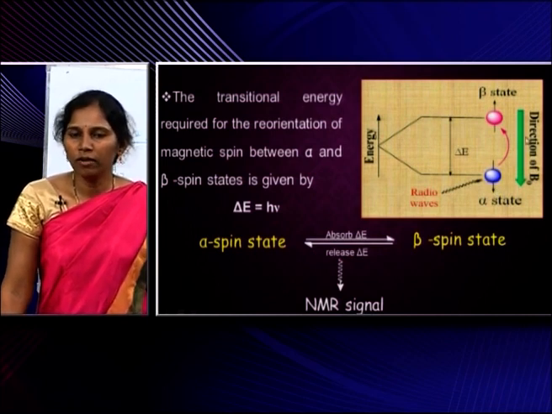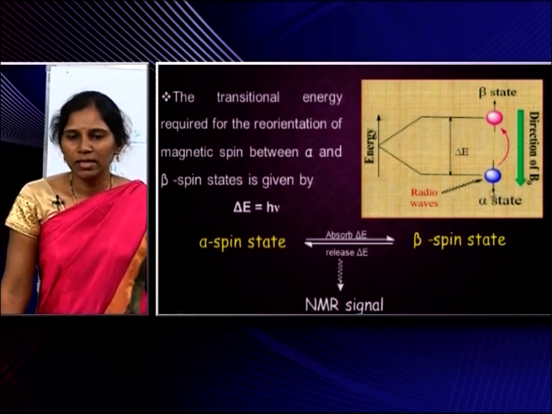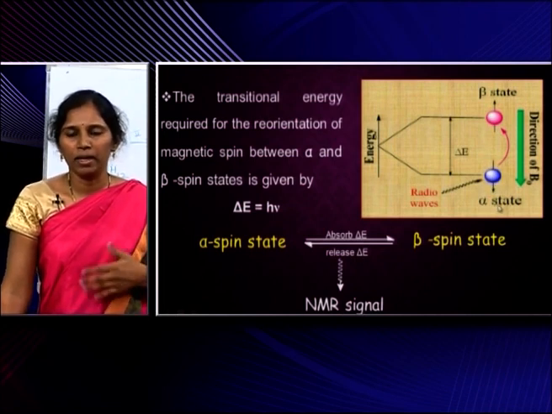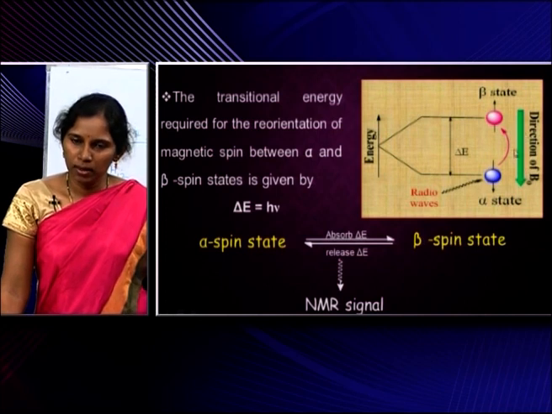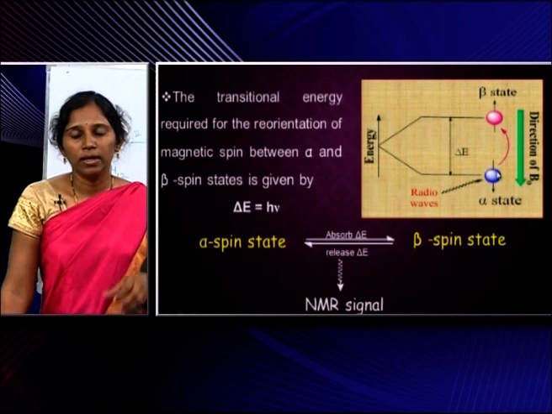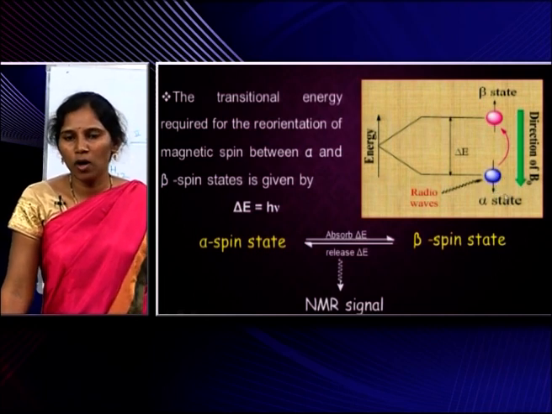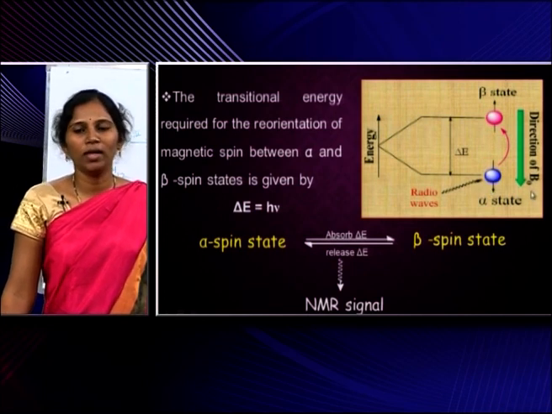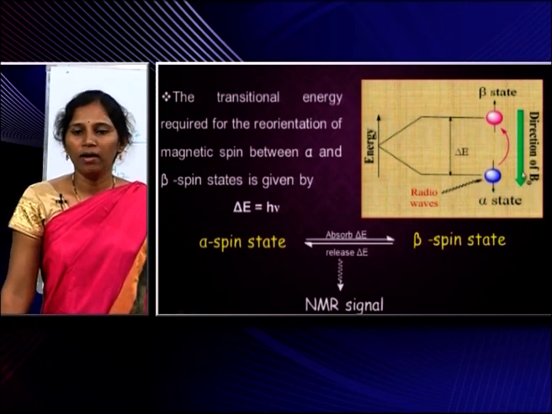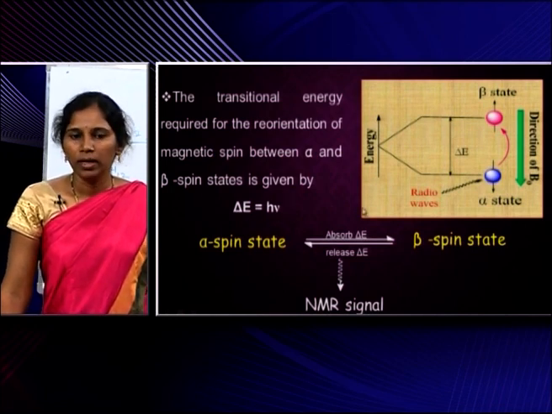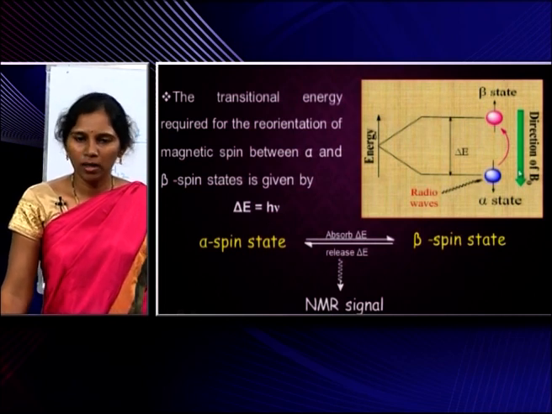strength of the magnetic field is low, its precessional frequency is also low, that is, it precesses with low speed. And if the strength of the magnetic field is high, its precessional speed, that is the precessional frequency, is also high. Remember that the precessional frequency depends upon the strength of the external magnetic field, and it is equal to the frequency of the radio waves. Here delta E depends upon the strength of the magnetic field also.